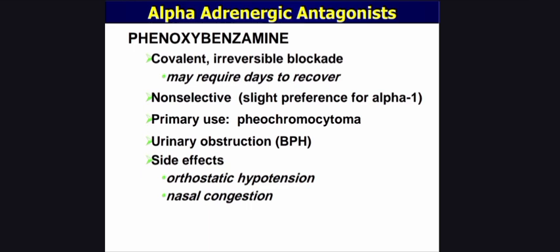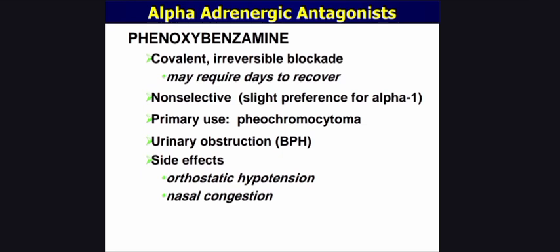What is it used for? It's used for pheochromocytoma. Pheochromocytoma is something we're going to talk about in the endocrine system, but it is a neuroendocrine tumor that happens in the adrenal medulla, and it's going to secrete what the medulla secretes. What does it secrete? Epinephrine and norepinephrine. So it's going to secrete large amounts of epinephrine and norepinephrine.